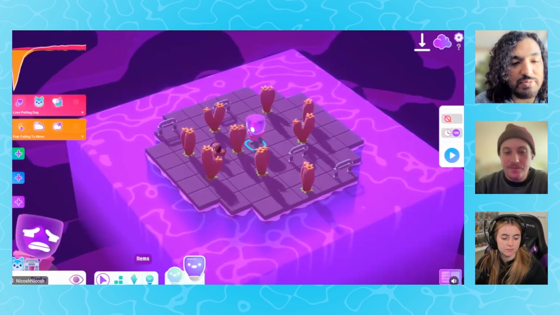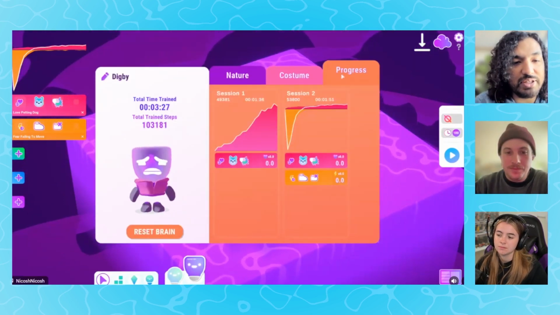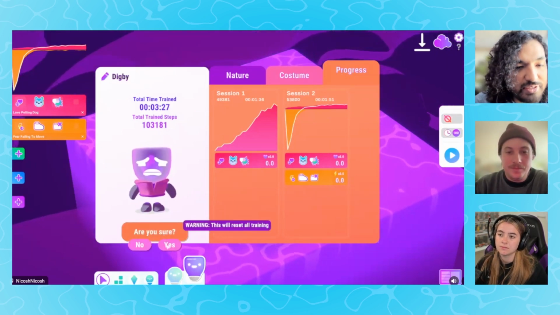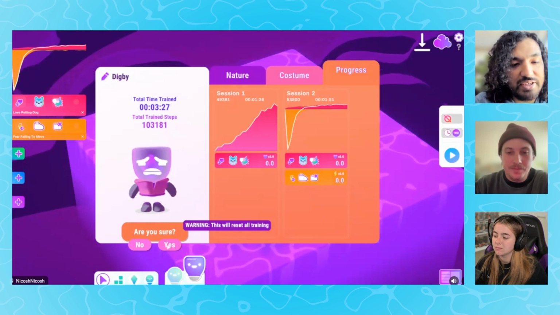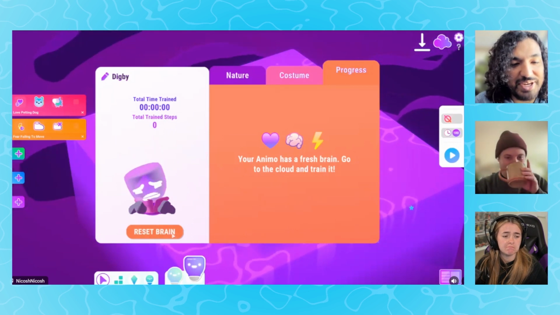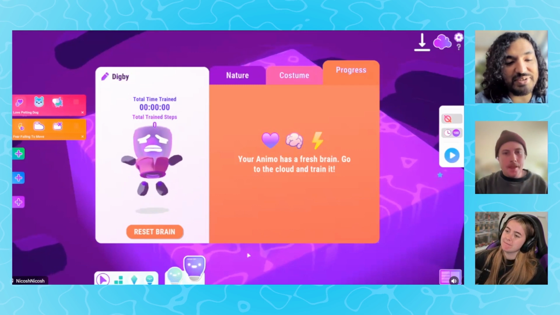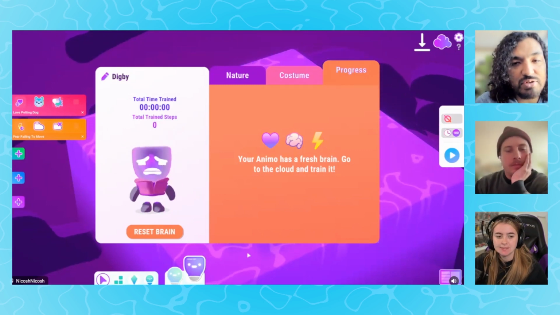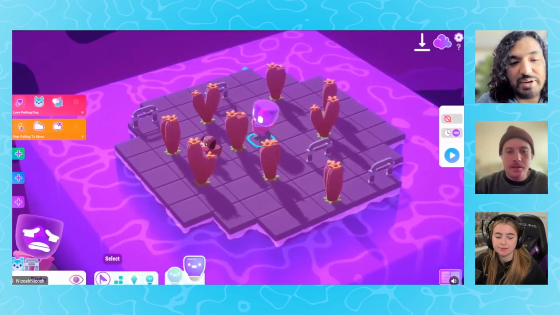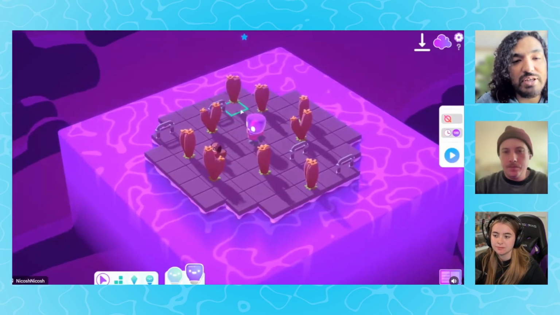So what you can do is, if you feel like you've trained your animal into a corner, hidden away in this little progress thing, there's a reset break button. If you click that, it'll go through a very painful process of reconfiguring the neural network back into randomness. So Digby's back to 0 steps trained, back to not knowing how to do anything. But we can train it again. Let's do the same thing we did before: start up a new cloud and just train it to follow a dog.